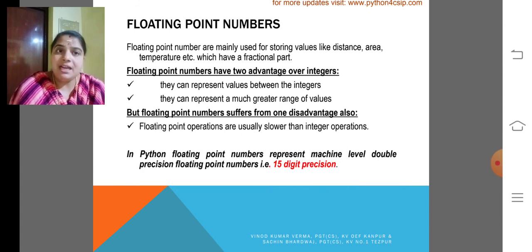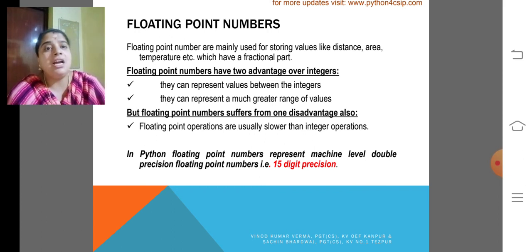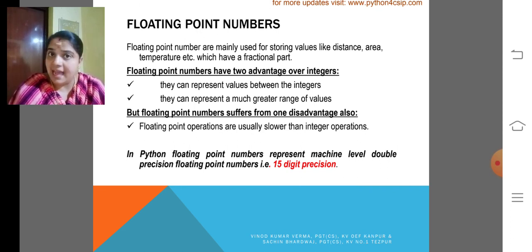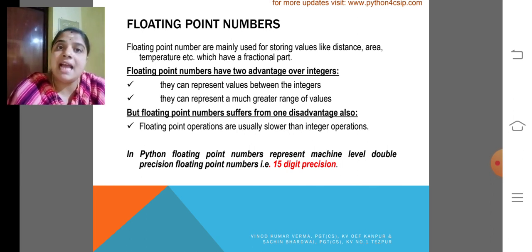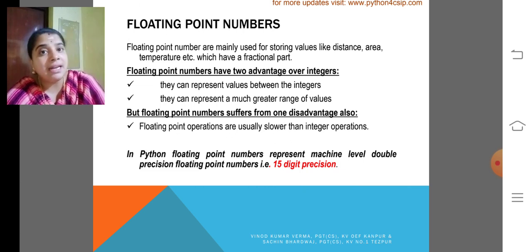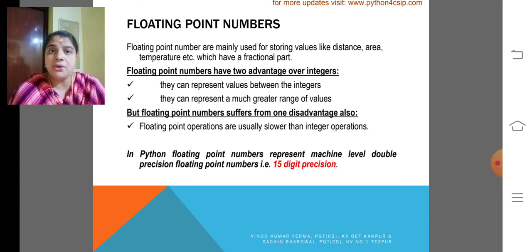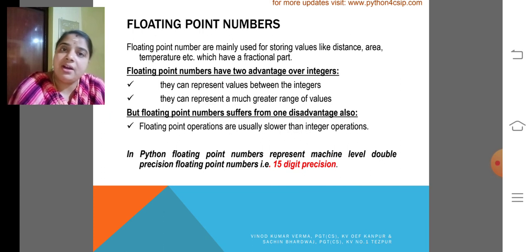But floating point numbers suffer from one disadvantage also. Floating point operations are usually slower than integer operations. Why? Because it has a fractional part. In Python, floating point numbers represent machine level double precision floating point numbers, that is 15 digit precision. We can have 15 digits after the decimal point. That means that much accuracy we can give for a particular value, whether it is a distance, area or temperature. We can also use floating point numbers in any scientific calculation.